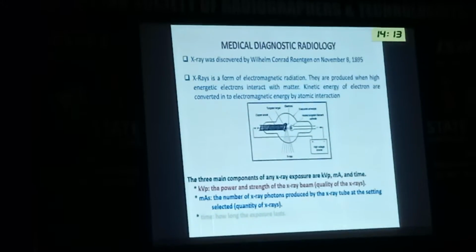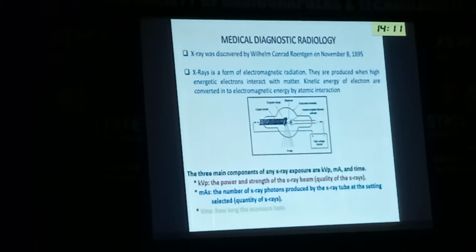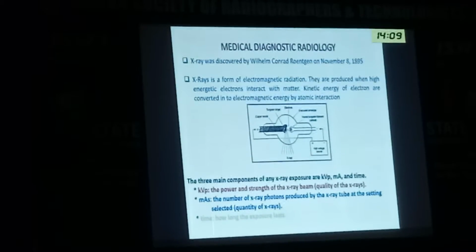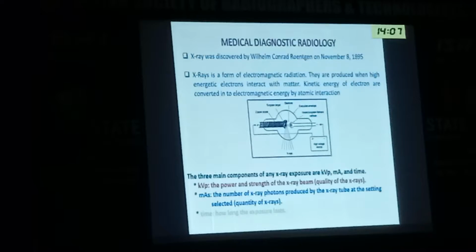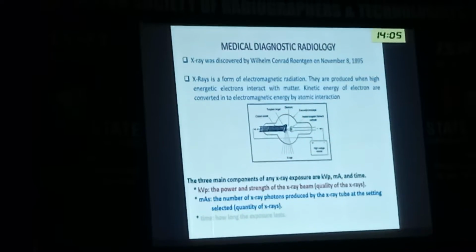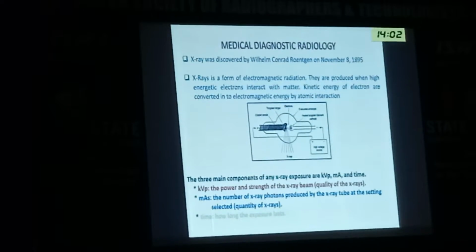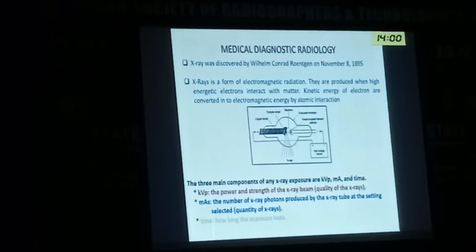We know that there are three main important parameters for diagnostic X-ray. One is kVp, which determines the quality of the X-ray, and mA, which is the quantity of X-ray, and the third is time, the time of exposure.